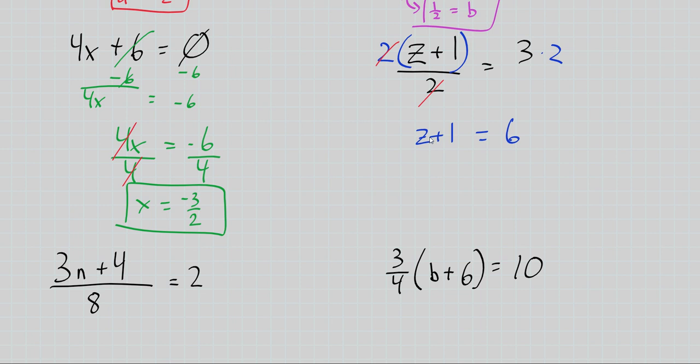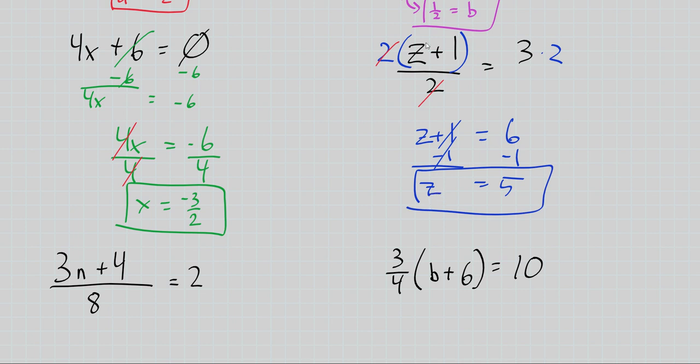Is my variable alone yet? No, still has this 1 there. So let's get rid of it. Z plus 1 minus 1, that's just z. 6 minus 1, that's just 5. So we have z equals 5.